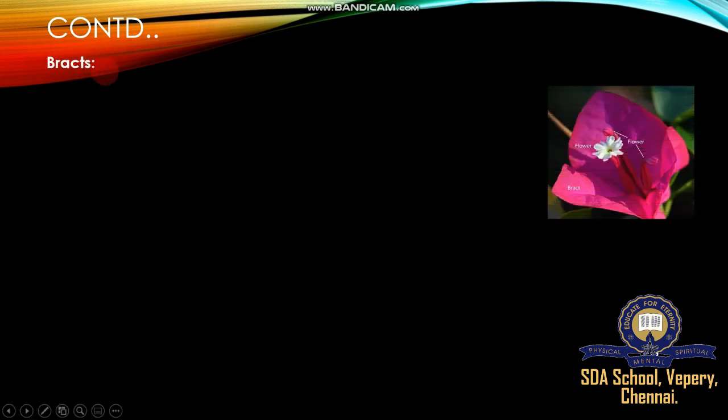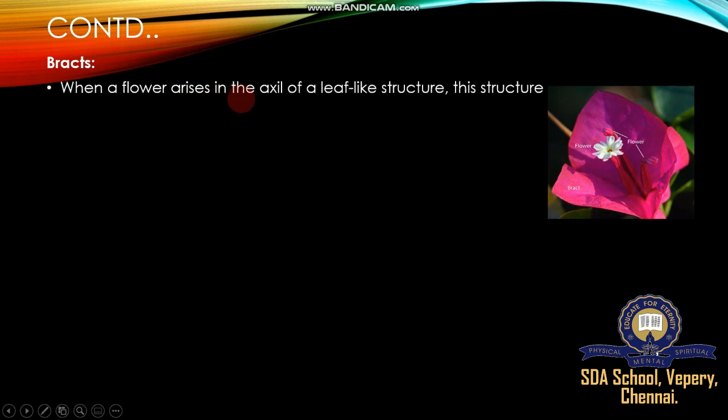Next, bract, a part of the flower. This is called a flower, parts of a plant flower. Then the attractive part, otherwise the greenery part, is called a bract. When a flower arises in the axil of a leaf-like structure, this structure is known as a bract. Before formation of a flower, one small scaly appendage or attractive part of the flower is called a bract.